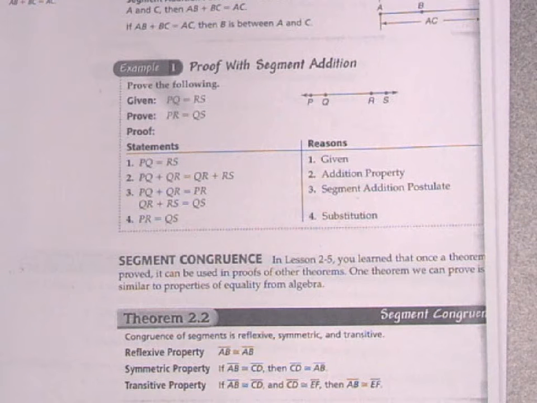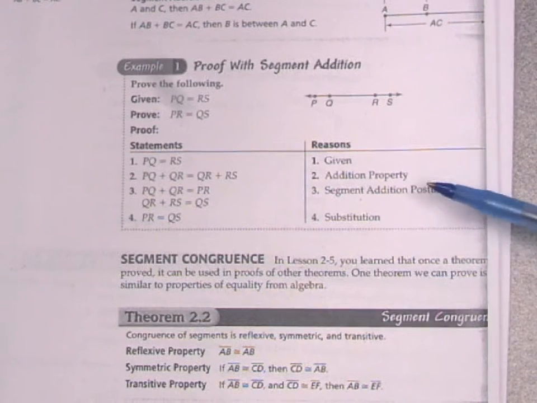Okay, in this video, I'm going to go through a couple segment proofs. We need to use in these some properties of equality. So it's important that when we're doing these proofs that we're using equality and not congruence. This is in your book on page 102.